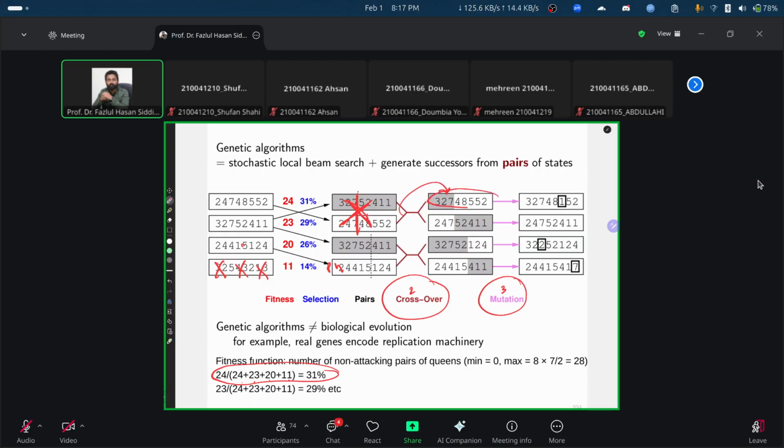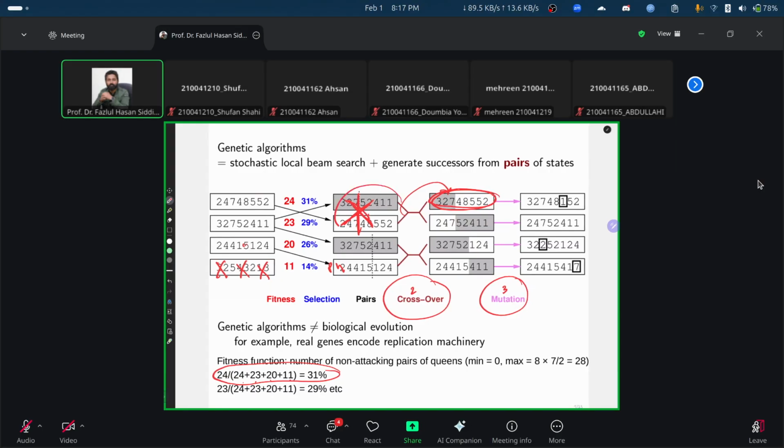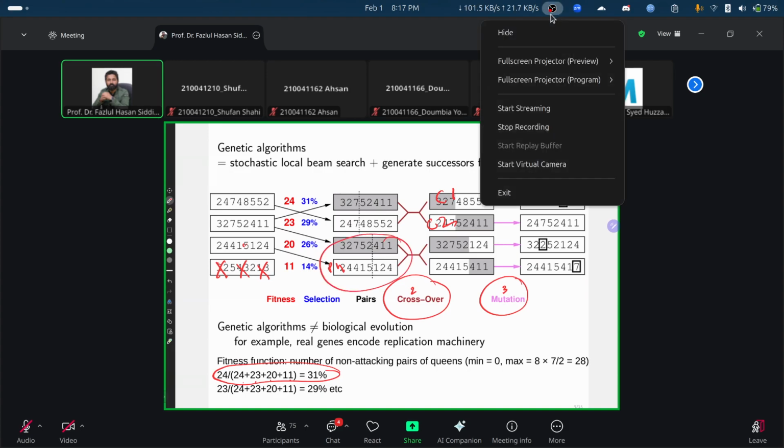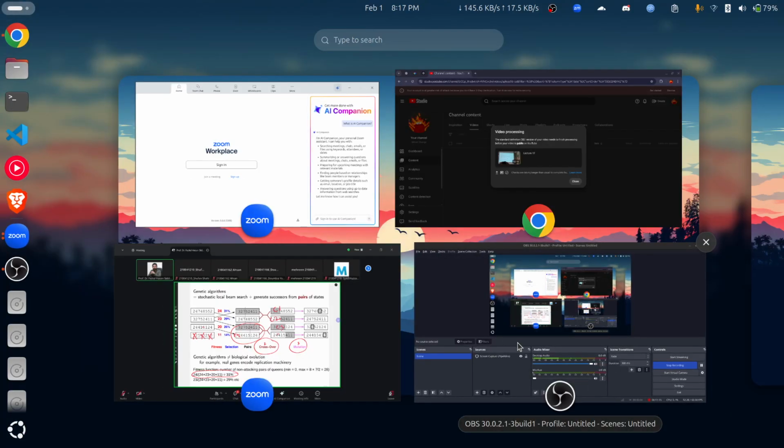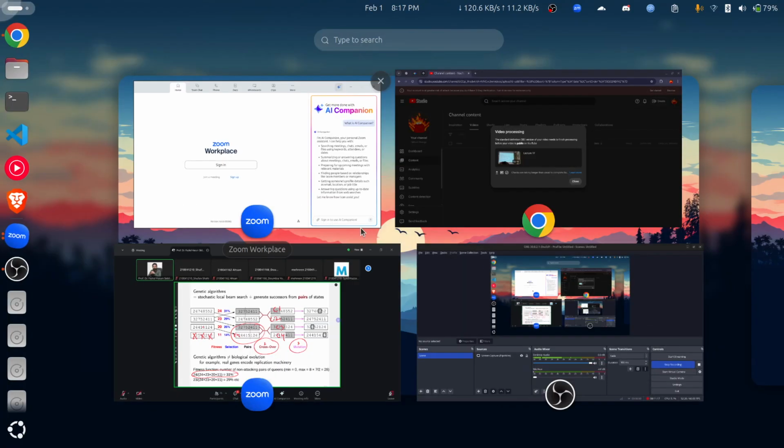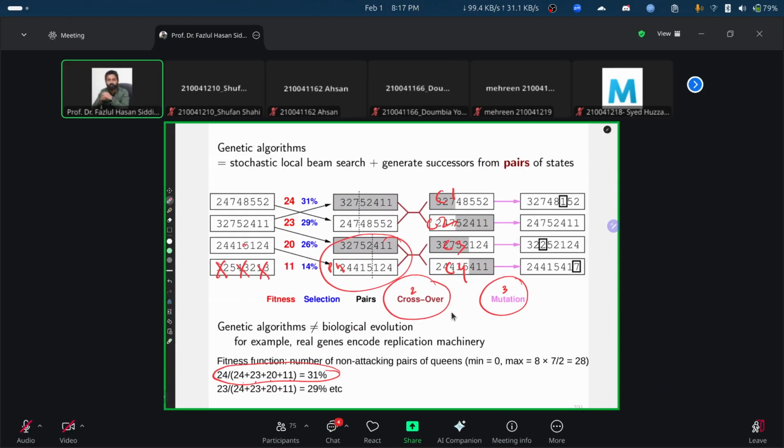And now this is the new child from this parent, and there is another child. So this is child number 1 and this is child number 2. So we got two children. Similarly, from the bottom two parents, we again get two children. There is child number 3 and child number 4. So they are becoming the new generation, and this process will be repeated.